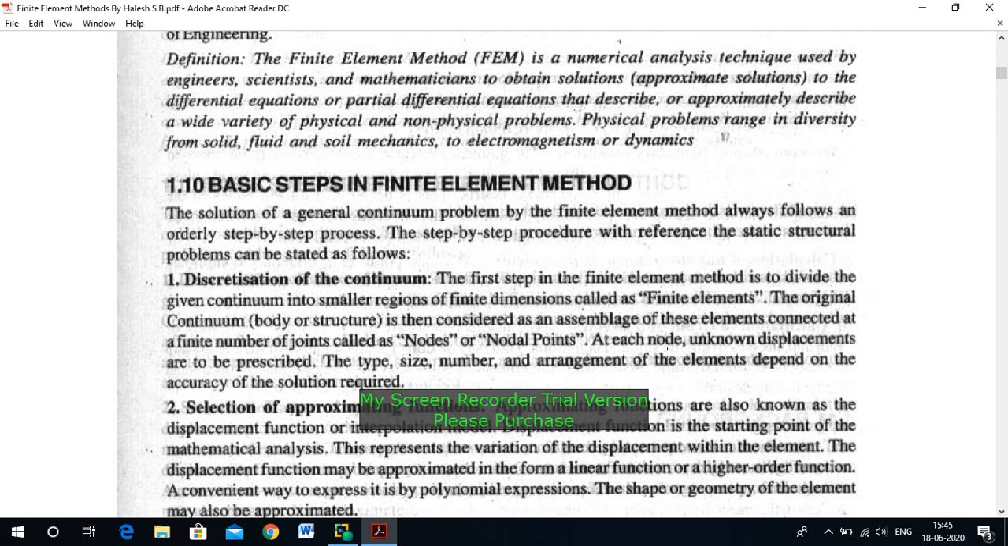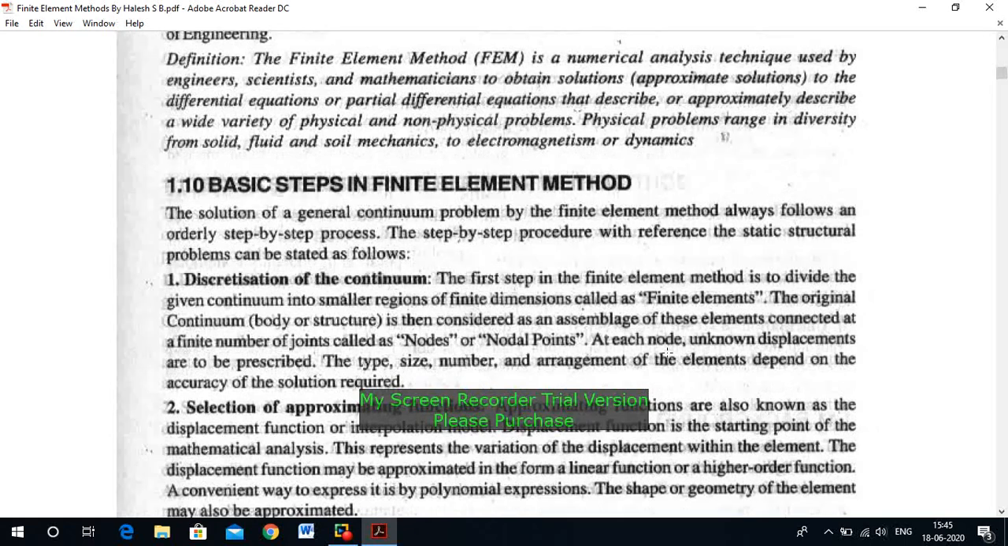So if you want to solve complex problems with accurate results, first we have to divide the whole complex geometry into small elements, finite elements. Then, if you divide into a larger number of elements, the accuracy of the solution we are obtaining is very high.